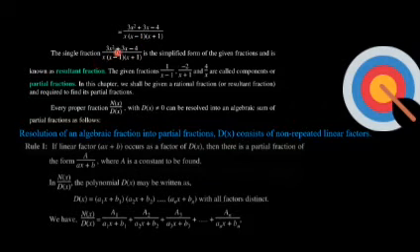The single fraction 3x square plus 3x minus 4 divided by x into x plus 1 into x minus 1 is the simplified form of the given fractions, and it is known as a resultant fraction. The given fractions are called components of the partial fractions. In this chapter we shall be given a rational fraction or a resultant fraction, and we'll have to find its partial fractions. Remember that every proper fraction with a numerator and denominator, in which the denominator should not be equal to 0, can be resolved into an algebraic sum of partial fractions. This process is illustrated in the upcoming examples.